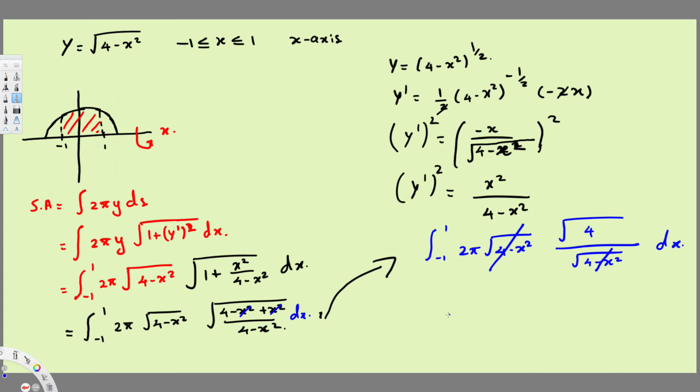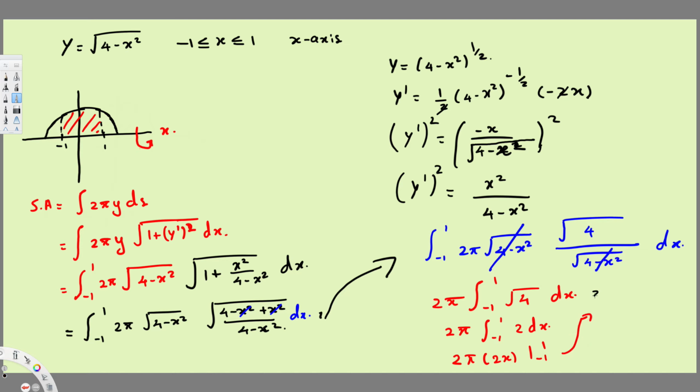So 2 pi is a constant, we can move it to the front. So this is going to be 2 pi integral negative 1 to 1, and we have root 4 right here dx, and root 4 is equal to 2, so this is going to be 2 pi integral from -1 to 1 of 2 dx. If we integrate 2, that's just going to be 2x. So here we are going to have 2 pi times 2x, going from negative 1 to 1, and let's plug the values.